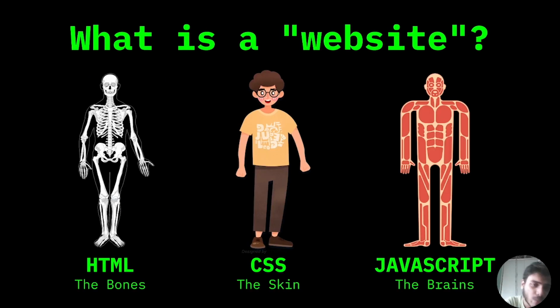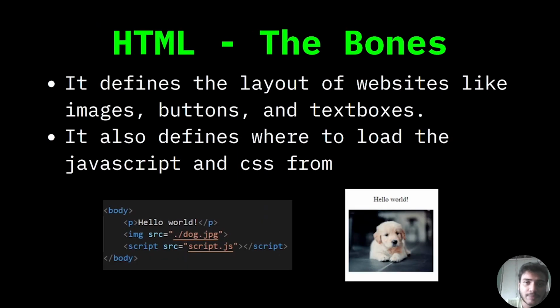So what is a website? Well, a website is basically a collection of web pages that are linked with each other. The basic components of a website are HTML, CSS, and JavaScript. If we refer to the common analogy, HTML serves as the bones, CSS as the skin, and JavaScript as the brains. So let us know more about them in detail.